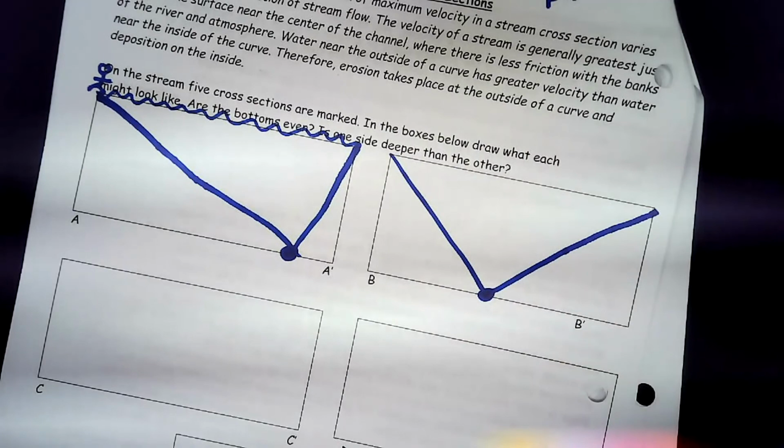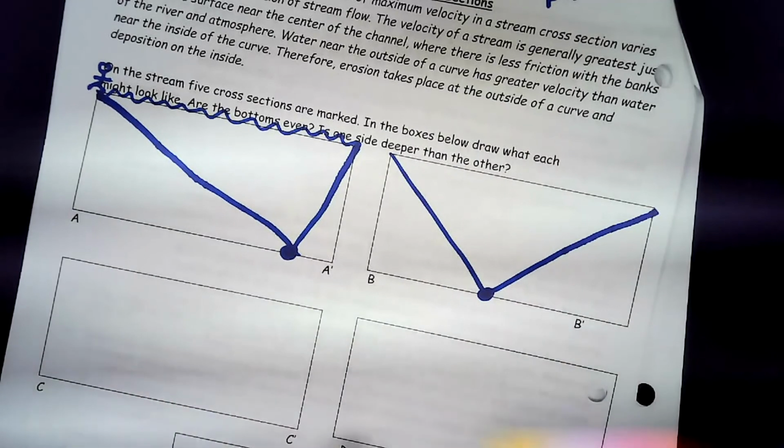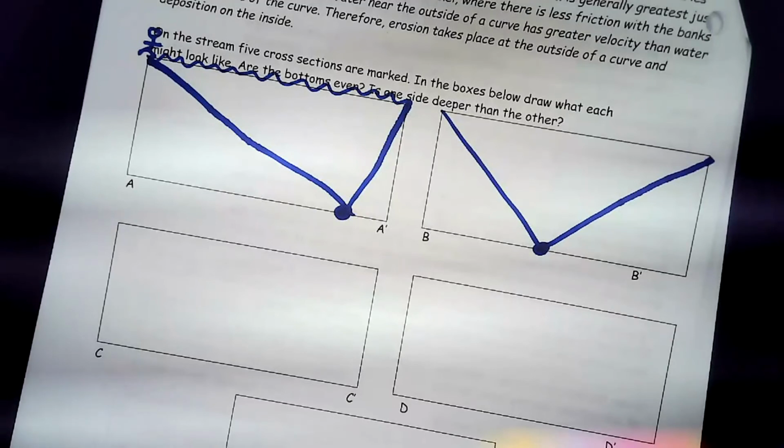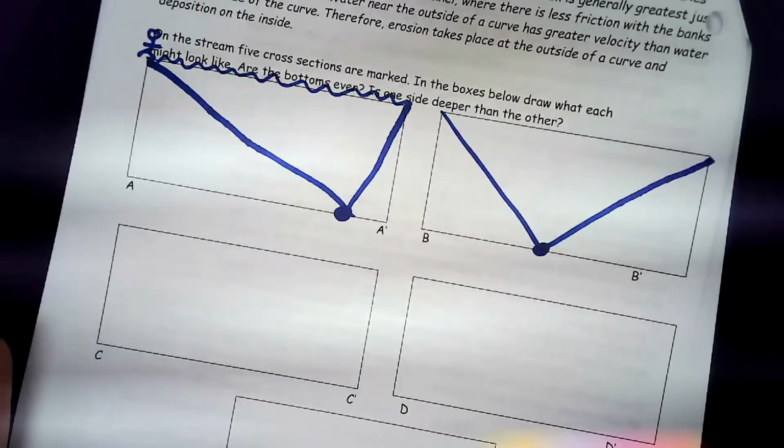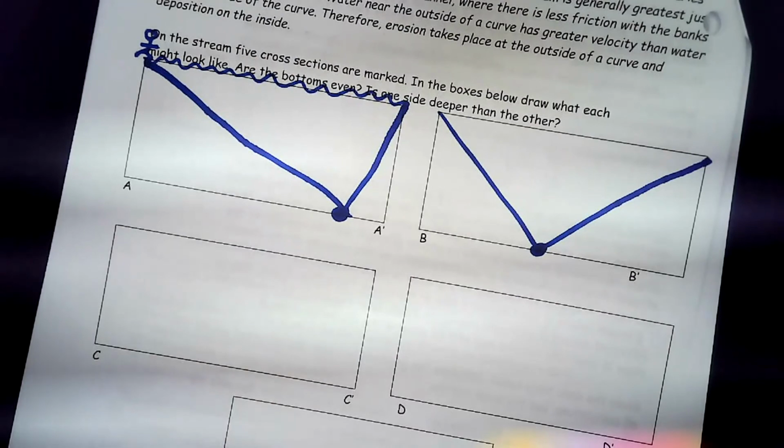We are a teeny tiny bit behind, so I would like you to finish these other three for homework. You'll have to take home your river. I'm just asking you to do C to C prime, D to D prime, and E to E prime. I'll put that up here.